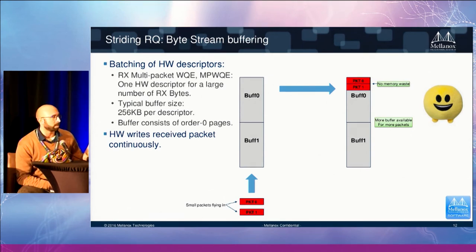So this way we save memory, which means for the same bandwidth we ask for fewer pages from the page allocator.